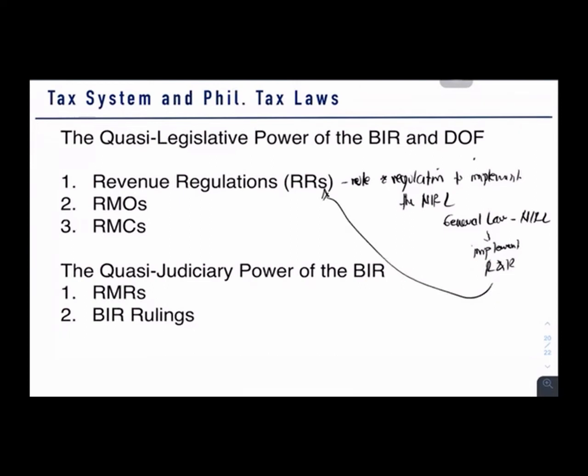Next, we have your revenue memorandum orders. These are only directives by the Bureau that is in effect for the regulation of the BIR. So these are only internal regulations. Again, these are issuances or directives by the BIR for internal use or regulations. So this may be a method, procedure, process, whatsoever. These are RMOs. Next, we have your RMCs.